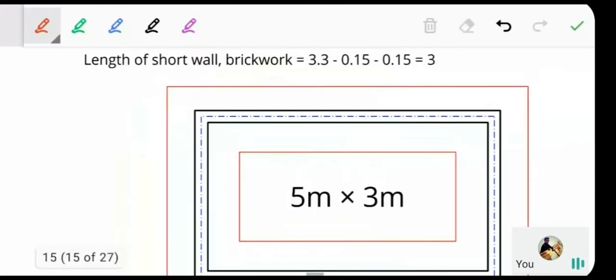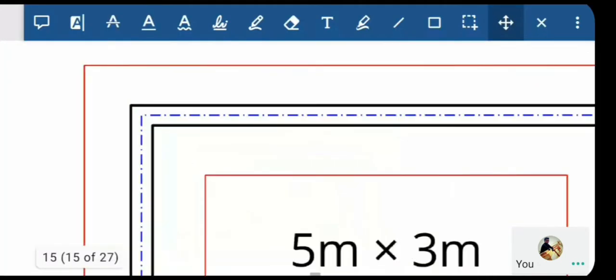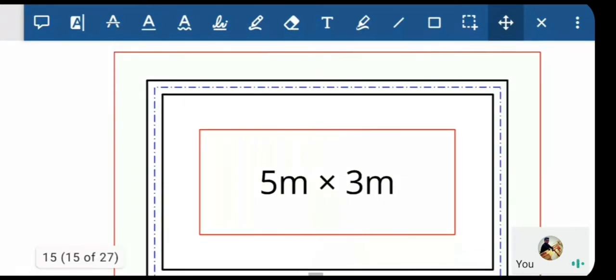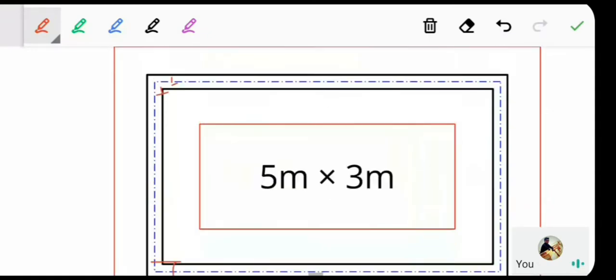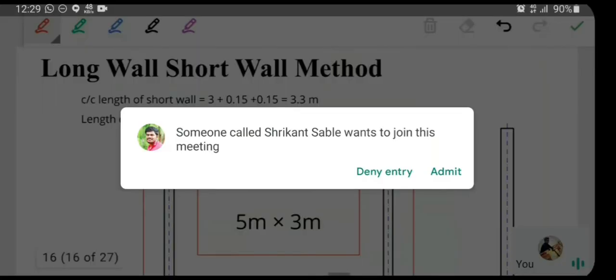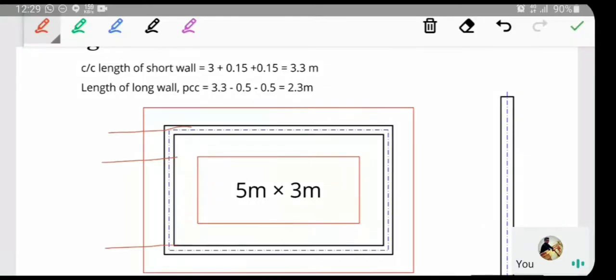Therefore you have to calculate the in-to-in distance, so the length of the short wall for the brick work will be center to center line distance minus half width of the item and another half width of the item, because we have to calculate the particular section length in to in. Therefore this half will be deducted and again the other half will be deducted, that will give us the in-to-in distance. Similarly for the PCC, the center to center line distance minus half width of the item from the one side and half width of the item from the other side. This will give us the in distance of the PCC.